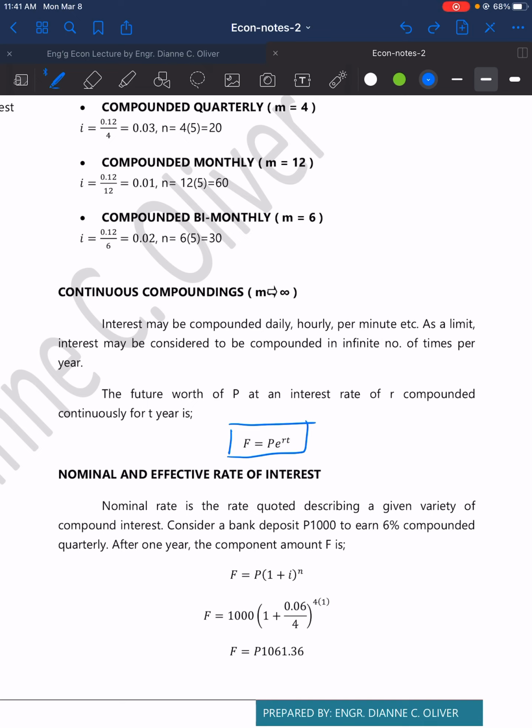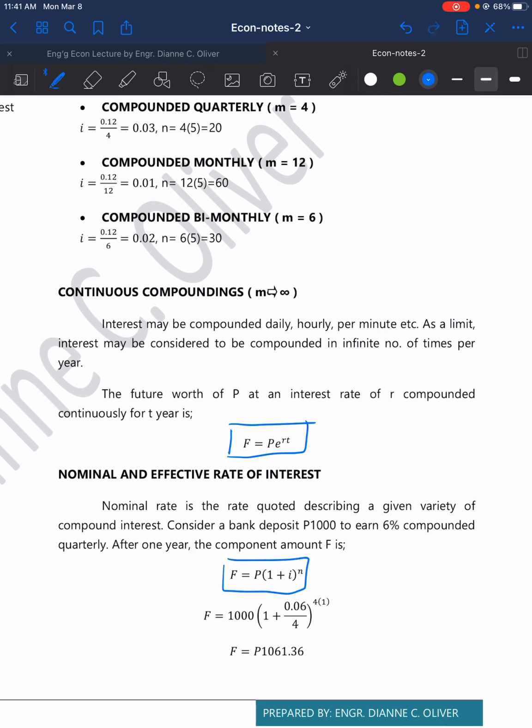Now let's differentiate the nominal interest and the effective rate of interest. The nominal rate is the rate quoted describing a given variety of compound interest. Now let's have this example. Consider a bank deposit of 1,000 pesos, so that is the present worth, 1,000 pesos, to earn 6% compounded quarterly. Now if we are compounding quarterly, m is equal to 4. So after 1 year, what is the future worth?